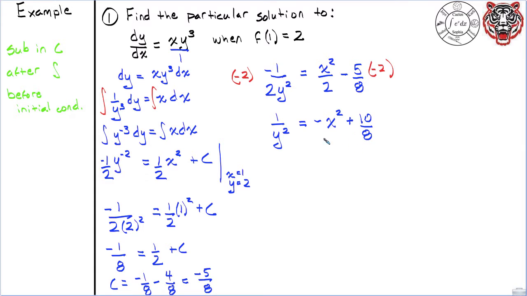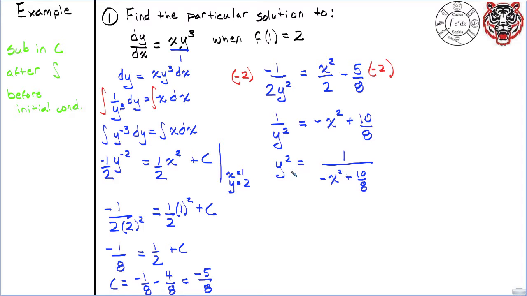Perfect. Now, how do I get this y out of the denominator? I need to take the reciprocal of both sides. And be careful that you don't take the reciprocal of individual elements. You need to take the reciprocal of this entire sum. So when I take the reciprocal, I'm left with y squared is equal to 1 over negative x squared plus 10/8.